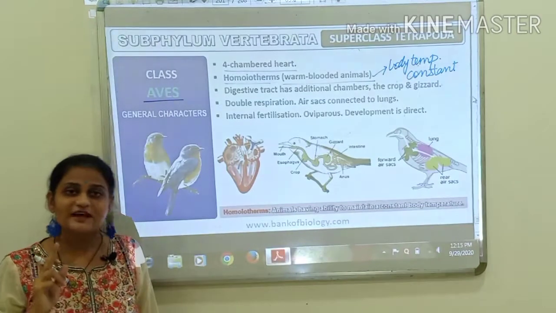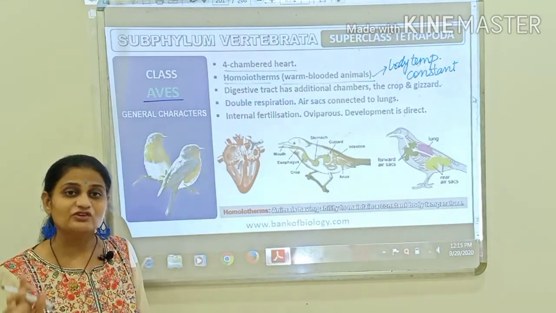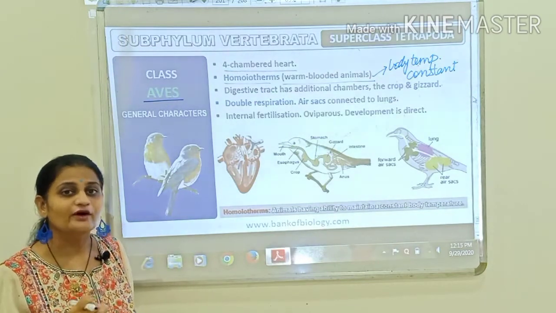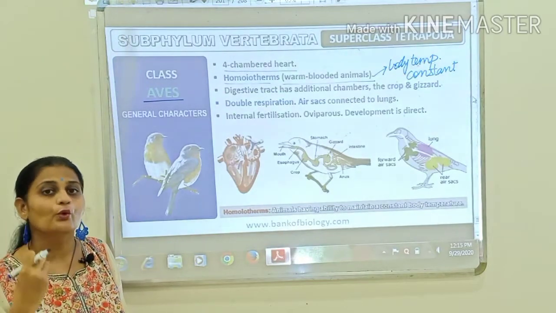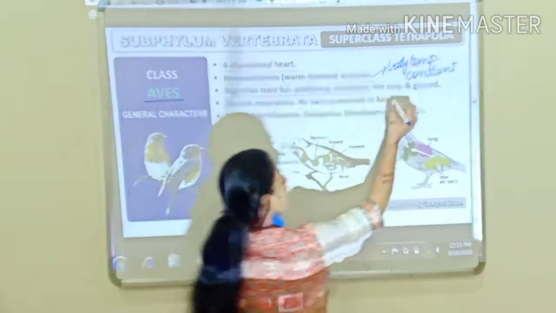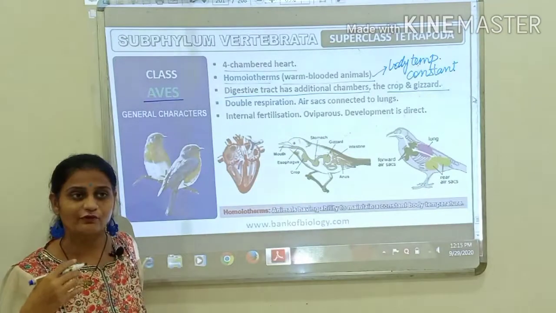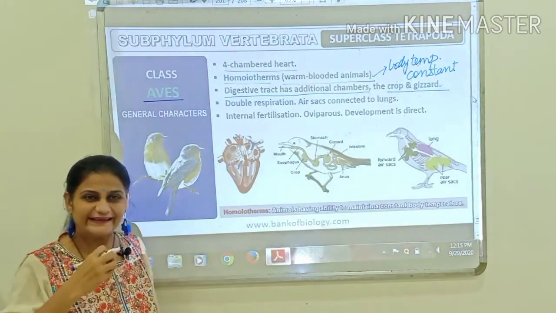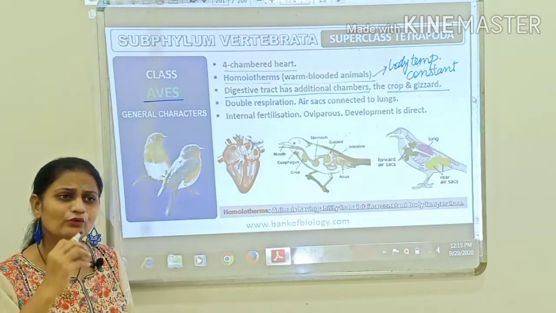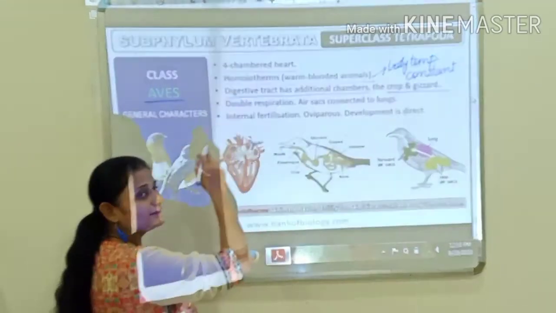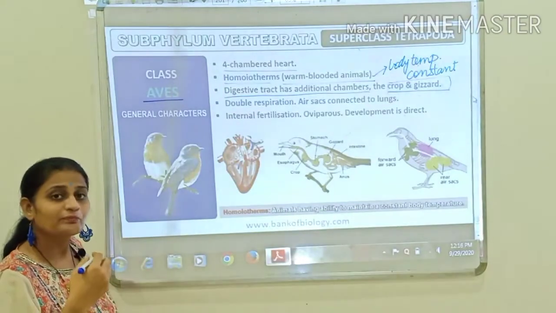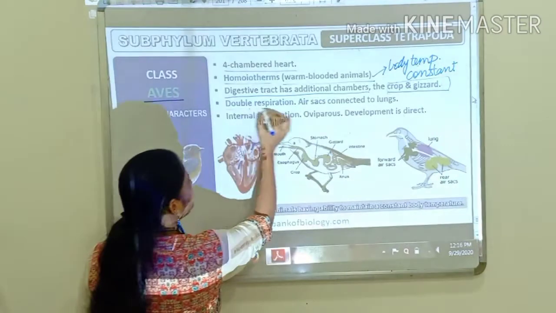Once again, homeotherms are the organisms which cannot change their body temperature according to the change in the surrounding environment. They keep their body temperature constant. Such organisms are called warm blooded animals, or they are called homeotherms, right? And the digestive tract has additional chambers, that is the crop and gizzard, which help in grinding the food. You know birds, they eat grains, and grains have a hard covering. ठीक है, जो उसका शेल होता है या फिर कवर होता है, वो बहुत हार्ड होता है, तो उसको ब्रेक करने के लिए these organisms have the additional chambers called the crop and gizzard. ठीक है, सो with that they can grind the food that they eat, and they undergo double respiration.